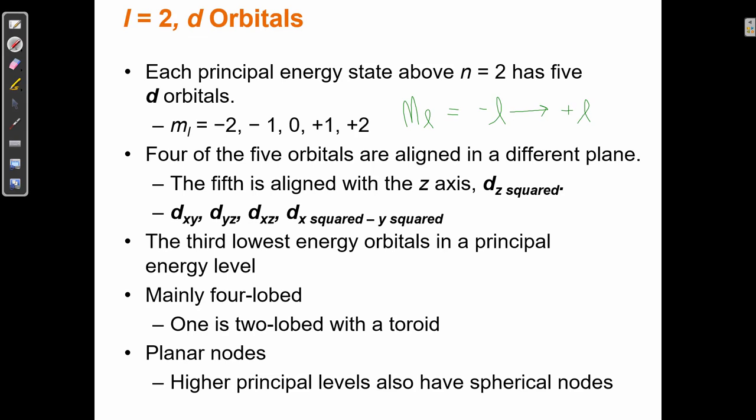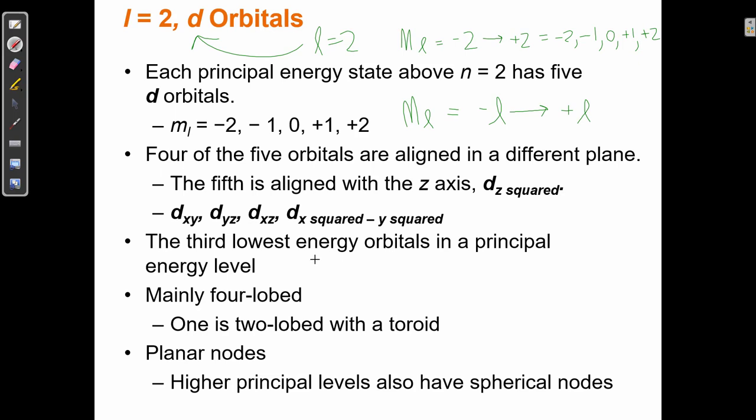So what that means is here we're talking about l equals 2, right? When l equals 2, we're talking about d orbitals. So if l equals 2, what are the values of m sub l? Well, it will equal negative l to positive l. So negative 2 to positive 2 are my possible values for m sub l. Since these can only have integer values, which is whole numbers, those values are negative 2, negative 1, 0, positive 1, and positive 2.